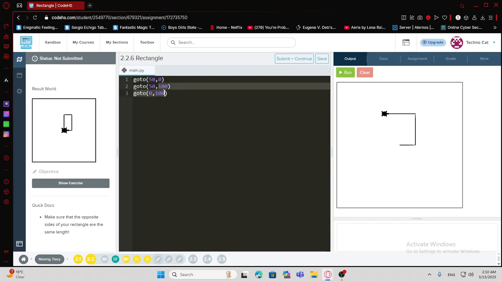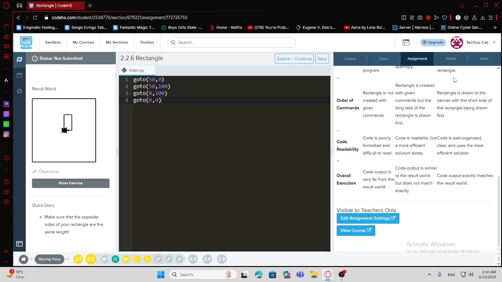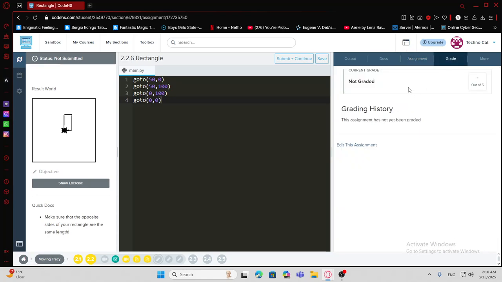So here you keep your y-axis the same because we still want Tracy in this upper level. And then the last one should be 0, 0 because we want Tracy back at the beginning. And there you go. It's your rectangle. Pretty easy. Like I said, it's not too complicated.